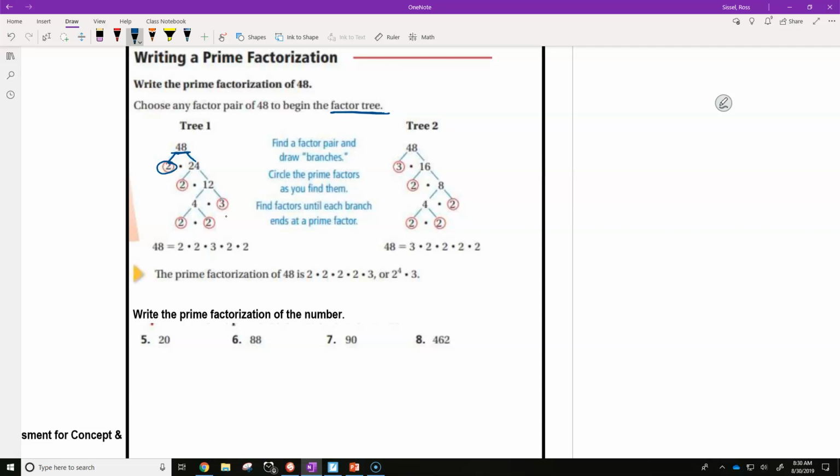I can break 24 down to 2 and 12. There's my 2. I can break 12 down to 4 and 3. 3 is prime. I can break 4 down to 2 and 2.